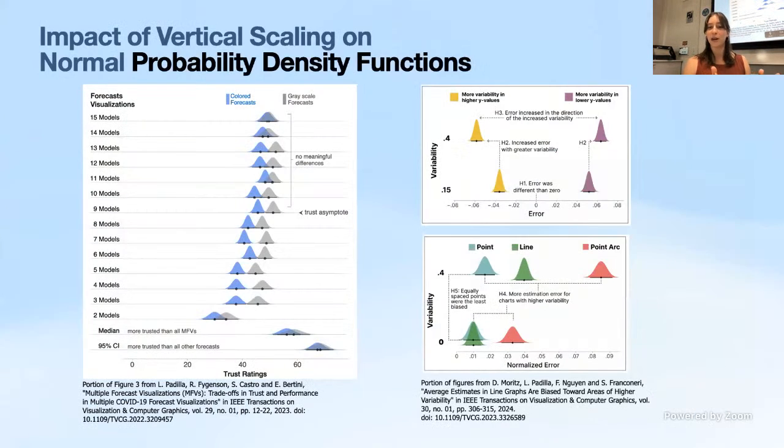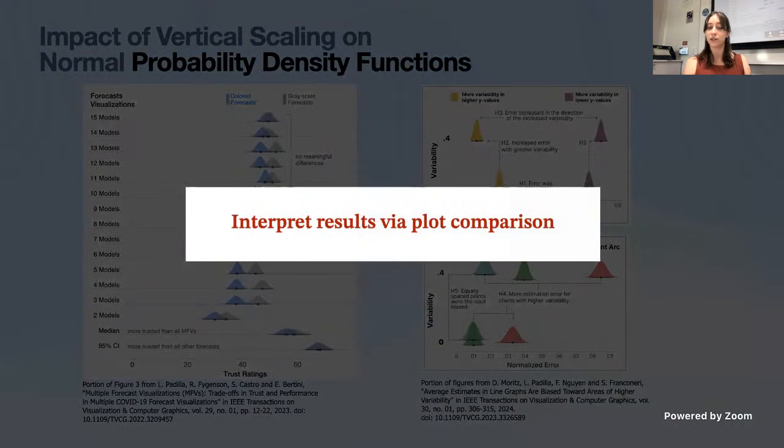So just to start with, PDF plots are often used to communicate scientific results. These are examples pulled from some papers that we worked on that have been published at VIS. And importantly, we see that PDF plots don't often appear singularly, but rather in series or pairs. And that's because often to interpret these results, we want to compare different plots to one another.